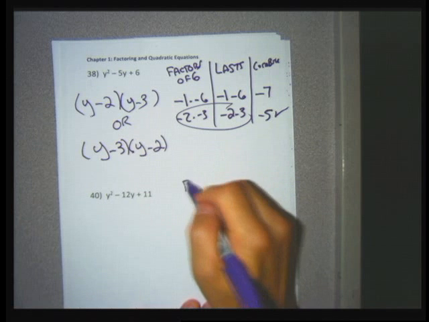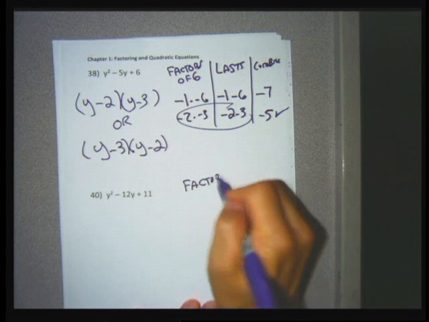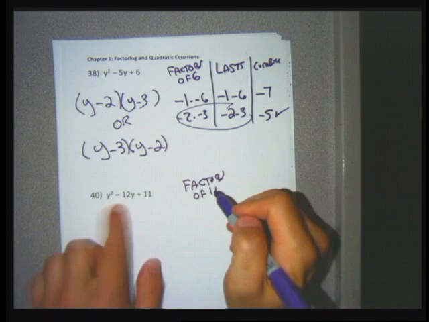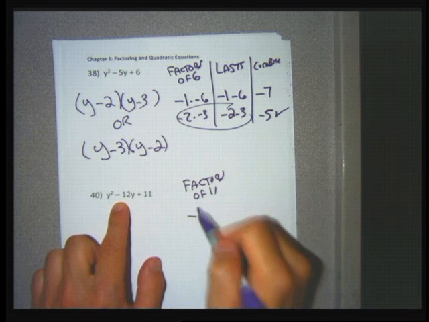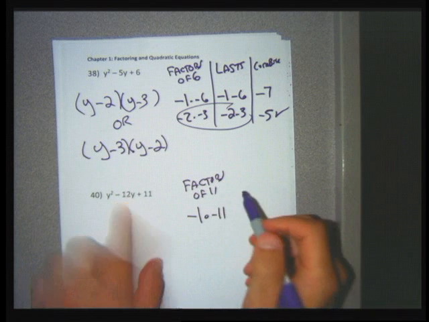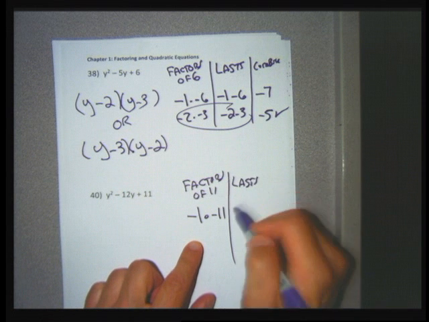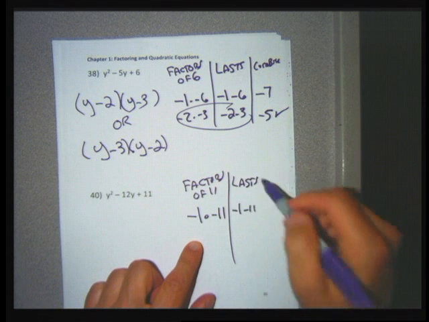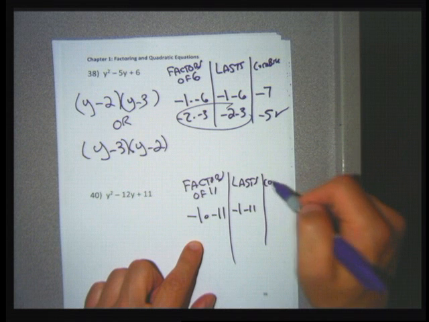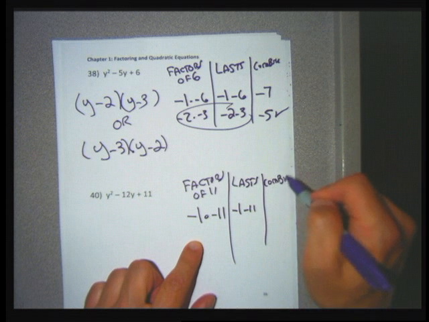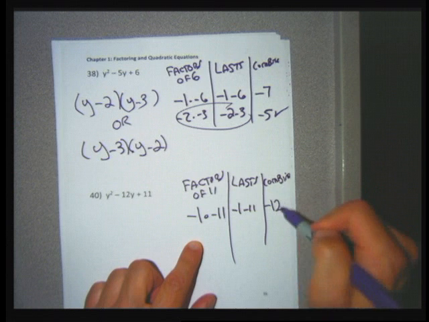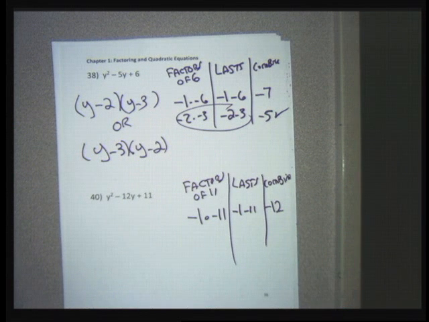For 40, I'm going to write the factors of 11, and I need a negative in there because there's a negative. So the only factors I could pick are -1 times -11, which makes my lasts potentially -1 and -11. I'm going to combine those because the numbers have the same signs. I add them and keep them negative. They combine to be a -12. So -1 and -11 are the appropriate ways to do the lasts.